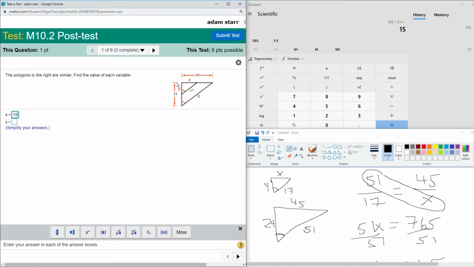So if I look at my last side, the y side, if this side is 24, I know my y is going to be 3 times smaller. So I can take 24 and divide it by 3 to get y. So 24 divided by 3 is 8. So I know that my y is going to be 8.